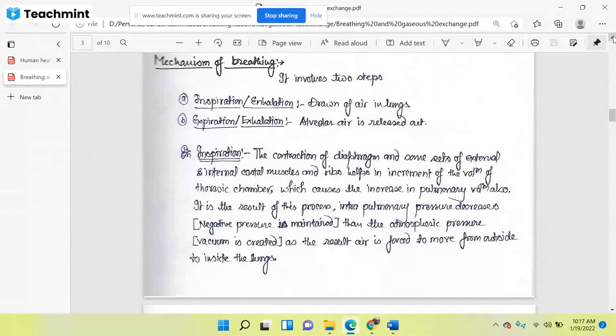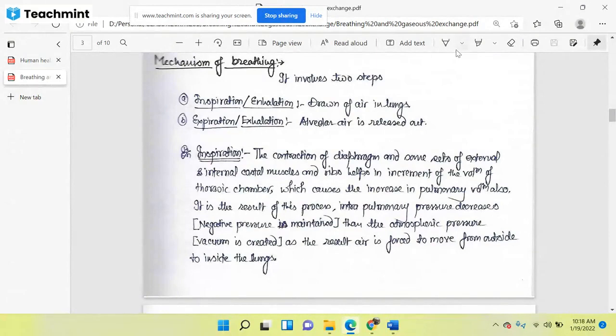So both of these processes are called breathing. So breathing is different and respiration is different. Respiration is the whole process of different steps, including breathing also. So we can say breathing is one part of respiration. In another way, we can say that breathing is a mechanical process of our respiratory system.